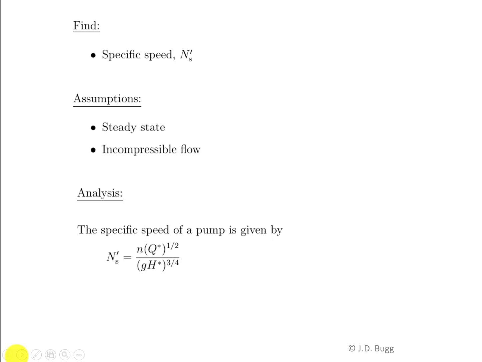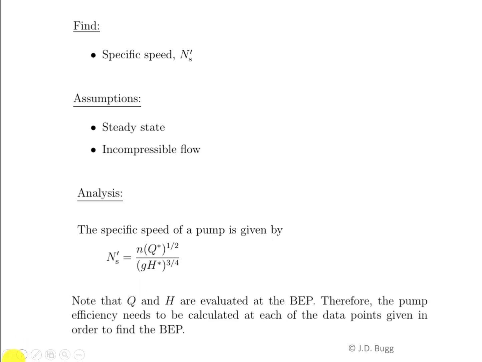So the analysis will begin just by pulling out the definition of specific speed. It involves the speed of the pump, the volume flow rate, Q, and the head. Notice that Q and H are both at the best efficiency point. The specific speed is always calculated at the most efficient point of the pump, and we denote that Q star and H star. So Q and H have to be evaluated at the best efficiency point.